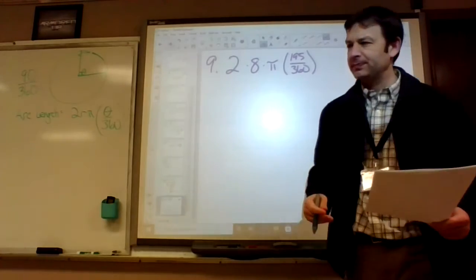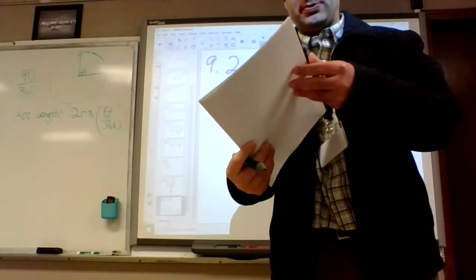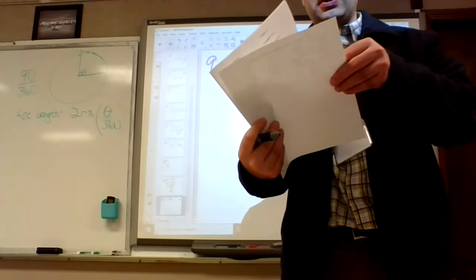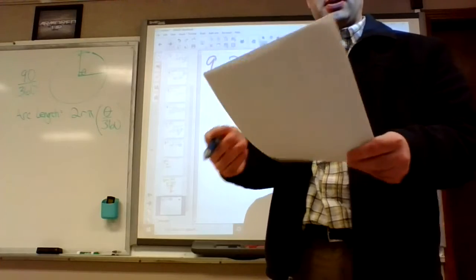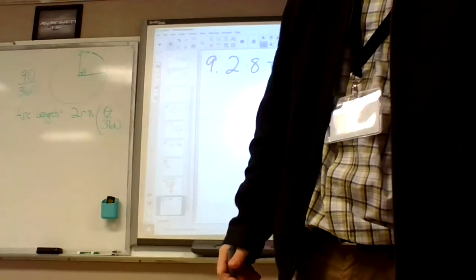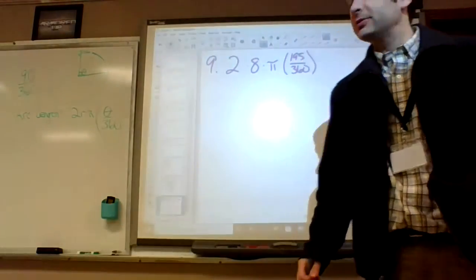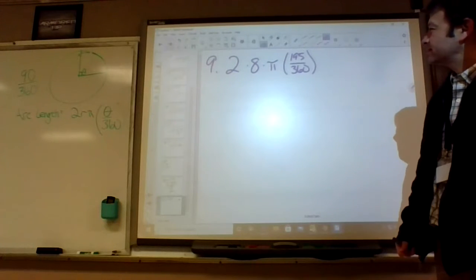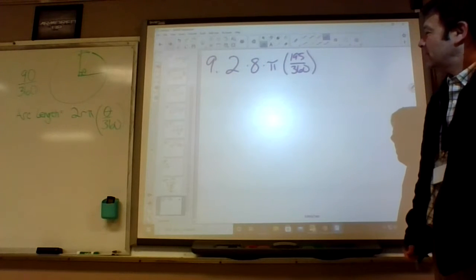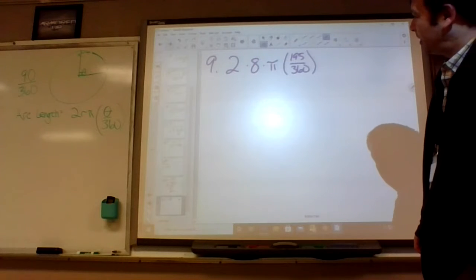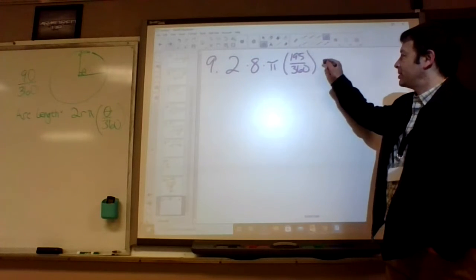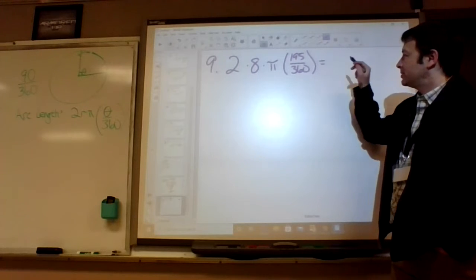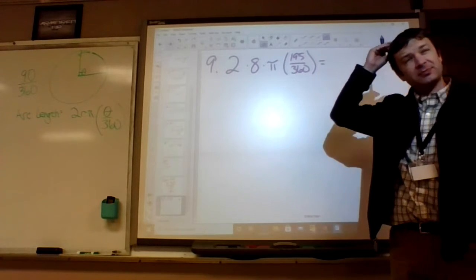Let's see if they put the answer in terms of pi on this one. Okay, they did. I don't know if I care or not. Alright, let's not multiply the pi out. Let's just do 2 times 8 times 195 over 360. And we'll just put pi in the answer.